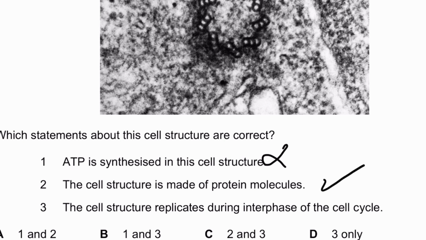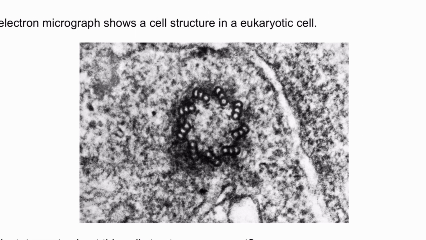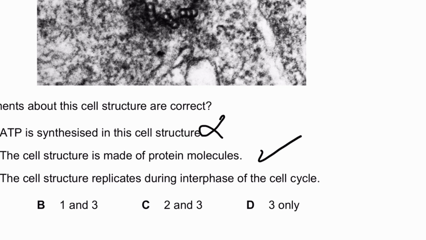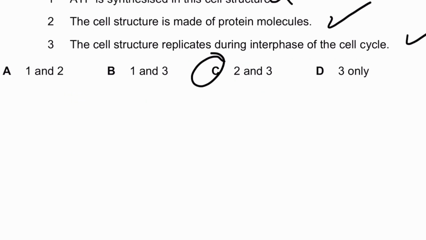Yes, it's definitely made of a whole lot of protein molecules. And the cell structure replicates during interphase of the cell cycle. Yes, well, remember, centrioles form a part of centrosomes. Centrosomes replicate during the cell cycle, and so centrioles also do, which is why it's 2 and 3.